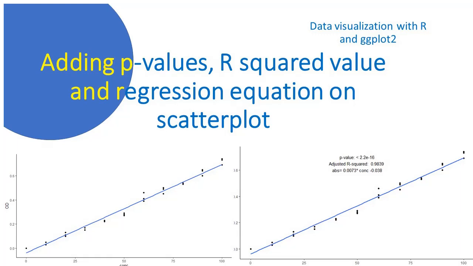Hello friends, welcome to this session of data visualization with R and ggplot2. One of my viewers asked me how to add p-values and R-squared values on a scatterplot. I will demonstrate the easier version here first.